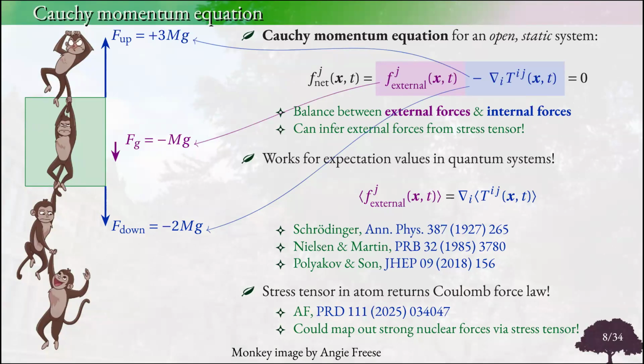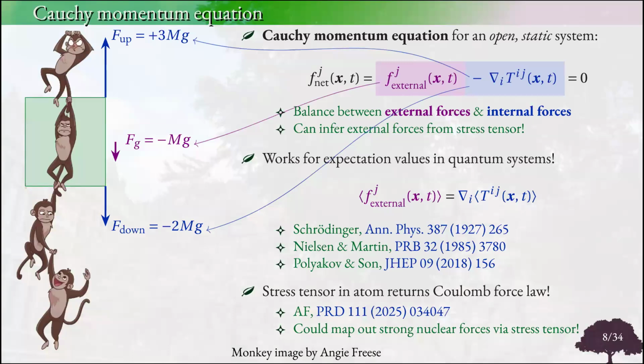Basically, if you have a static system, the net force on it by Newton's first law has to be zero. So you have a combination of external forces, say gravity acting on this monkey, and then forces from the monkeys above and below it. These forces have to balance, and that tells you that the external force can be inferred from the forces exerted by adjacent cells of your system.